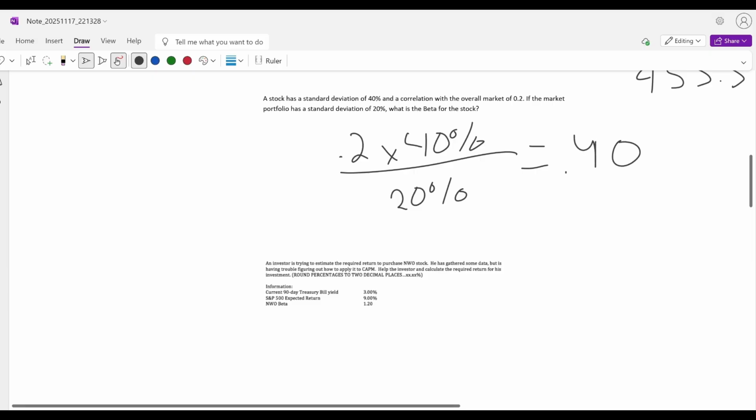0.40. And so here you can notice that the stock has a larger standalone risk than the average investment, but the correlation is very low. So much of the risk is diversified away, which is kind of a good thing. You can see that in that problem.